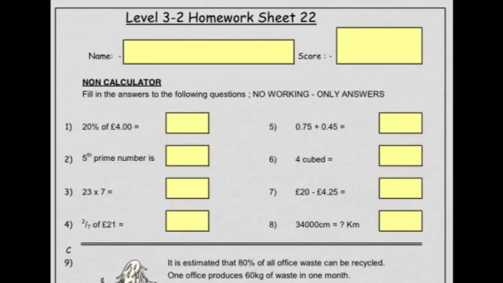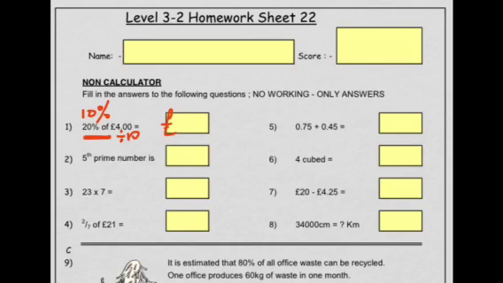Okay, some hints for homework sheet 22. First question, 20% of 400. Then I would calculate 10% first of all. And we know how to do 10%, we just divide by 10. And then 20% would be double that.